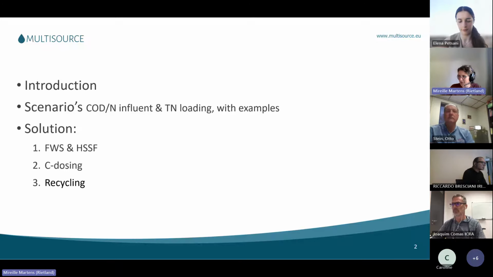And we have some examples on carbon dosing, recycling of the effluent, which Otto will talk about, and maybe to add an extra wetland.